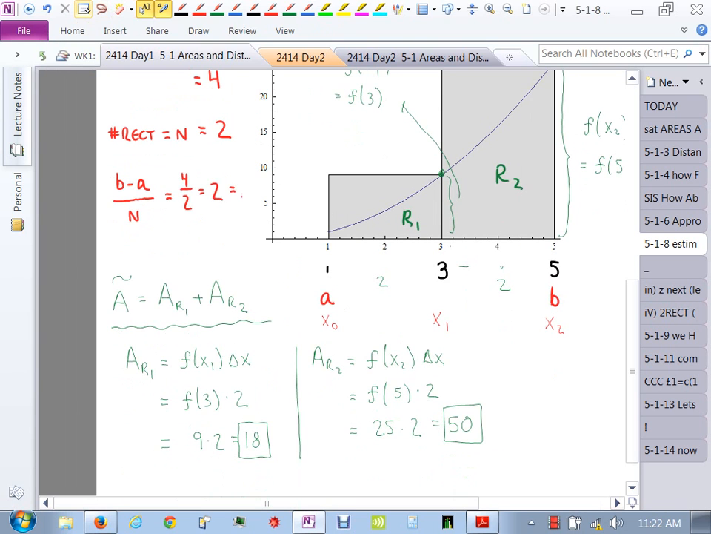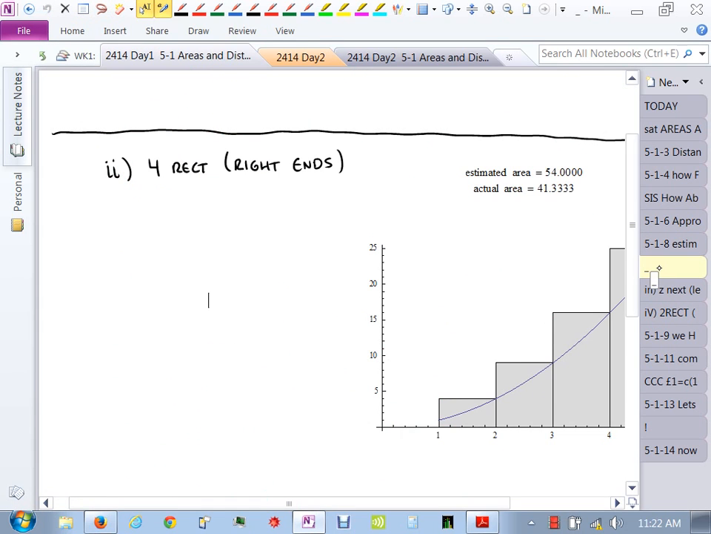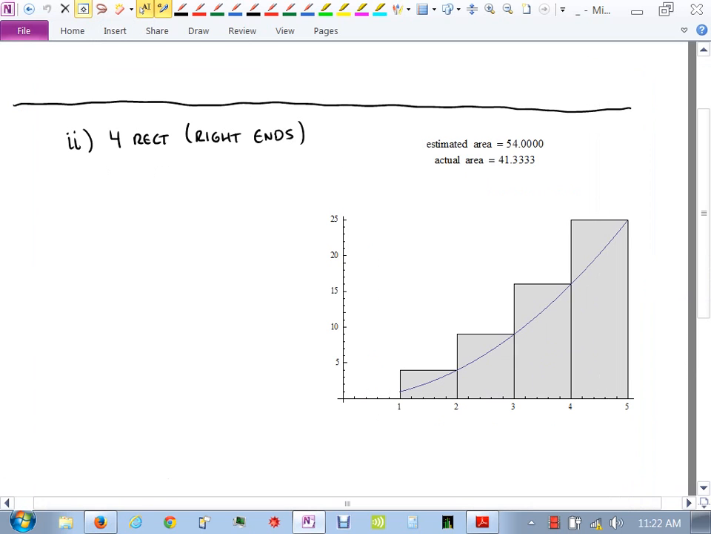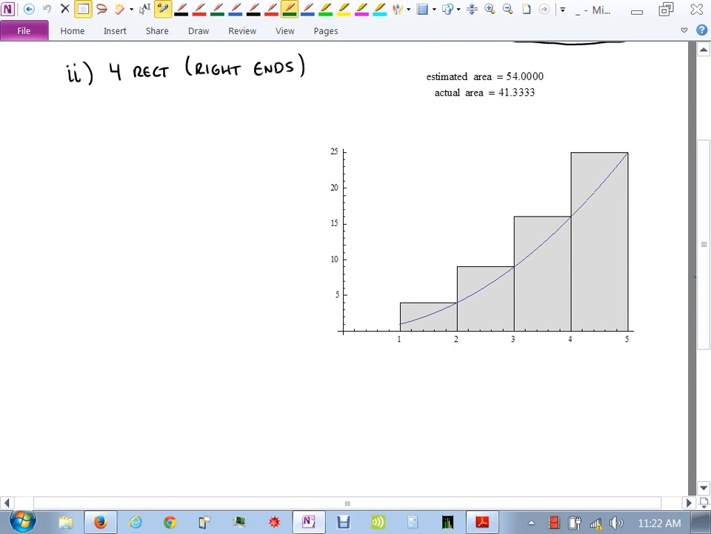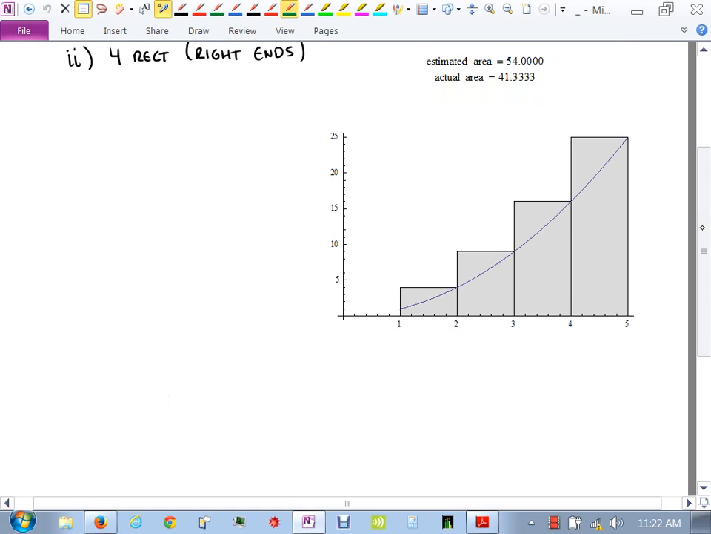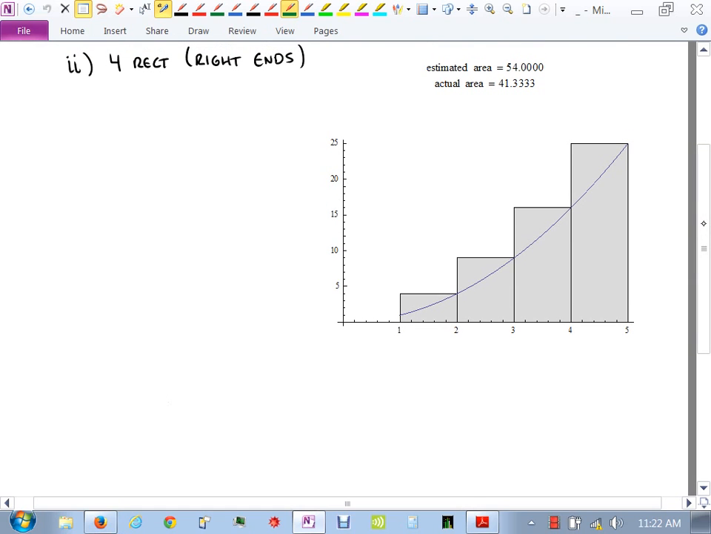Okay, so now we're going to move on to the next one. For the next one, I'm going to do the same problem, but now I'm going to do 4 rectangles. Sorry, same function. Yep, same function. So what answer should we get here at the end? We should get 54. So here's the way I'm going to start.